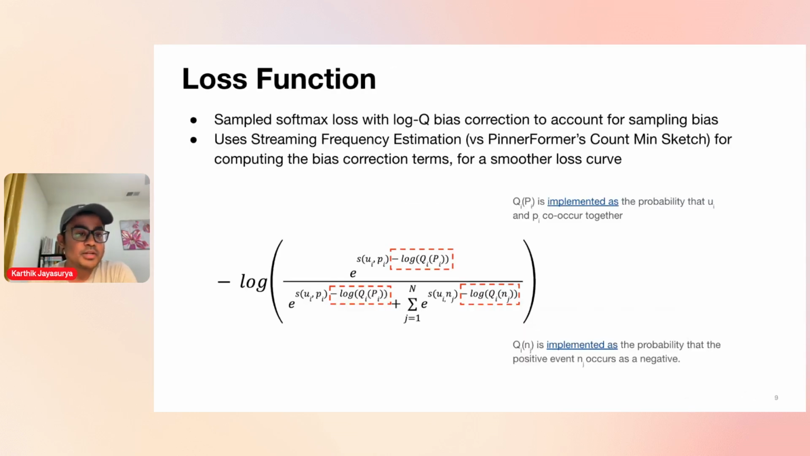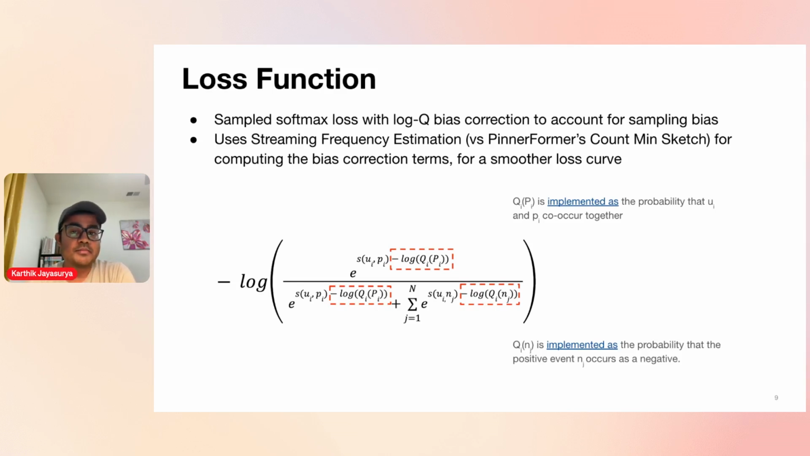Let's zoom in a little on the loss function. We use sampled softmax loss, which is a variation of the commonly used softmax loss typically used in contrastive learning. Specifically, in this case, we apply log-Q bias corrections. This is done to correctly account for the sampling bias that typically happens in recommendation system datasets, and these corrections ensure that popular items don't get unfairly demoted.